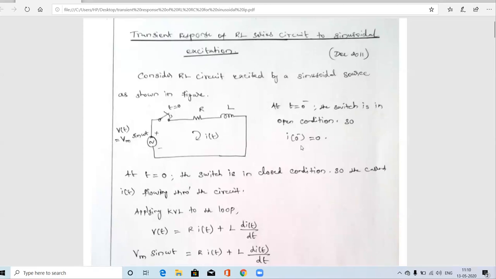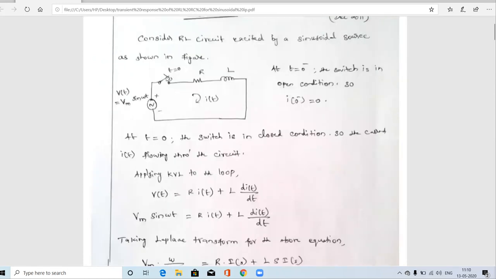At time t equal to 0, we are closing this switch. If you close this switch, there is one closed path formed, so we get one closed circuit. Because of this closed circuit and the sinusoidal input voltage, there is some current I of t flowing in the circuit. Our aim is to find out the value of this I of t.